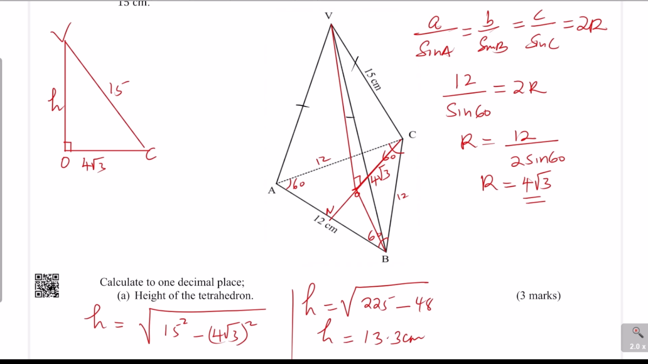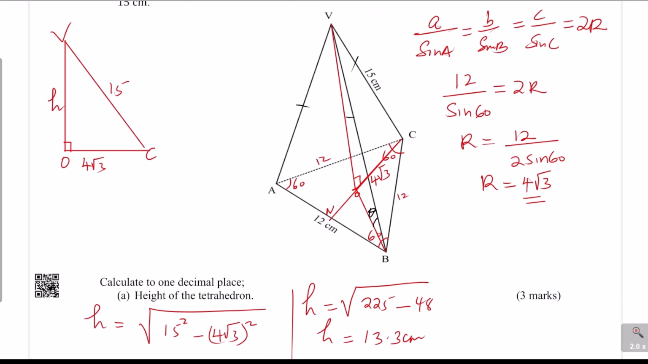When you're getting the angle between a line and a plane, the line is VB and the plane is ABC. So to get that, we normally get the angle between that line, that is VB, and its projection on that plane. And the projection is here. So that is the angle that we need to get.